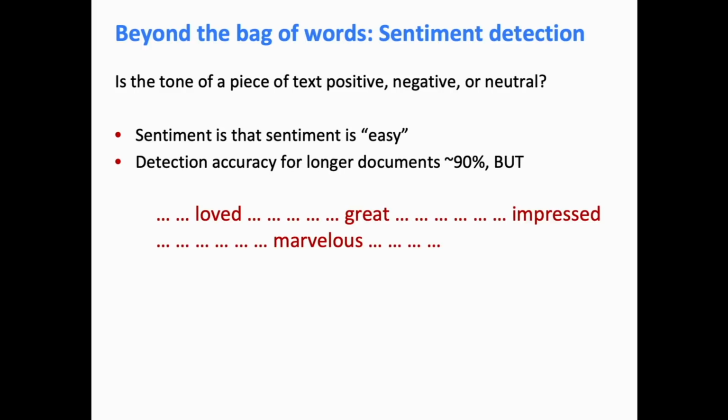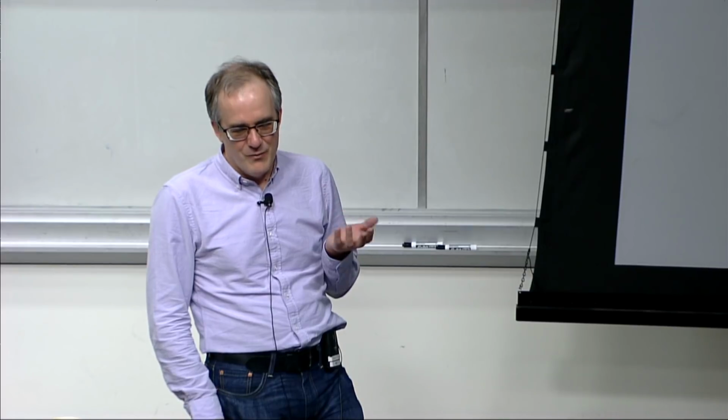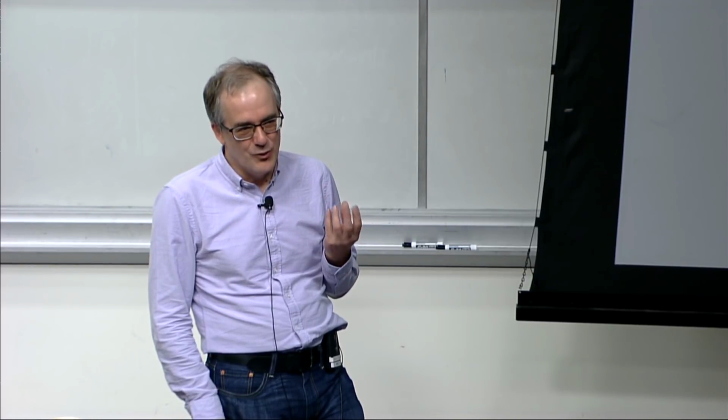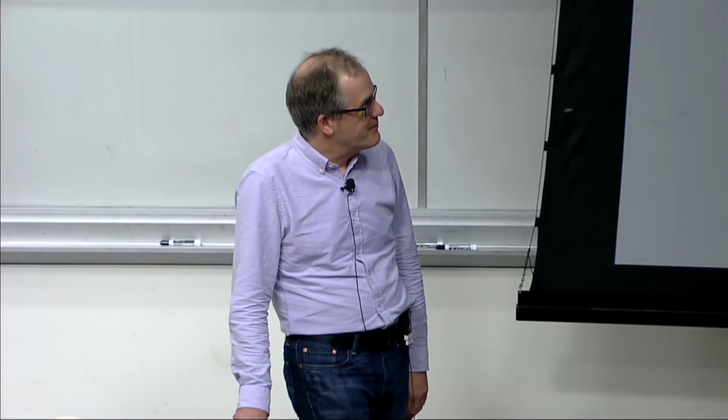And to some extent, doing sentiment analysis is easy, right? You can say, well, look at a piece of text. If you see words like loved, great, impressed, marvelous, then it's positive. It's a positive review. And if it's saying bad and awful, then it's a negative review. And to some extent, that's the baseline of sentiment analysis, that you can use just either selected word features or all words in a bag of words. And if you do that, you don't actually do that badly in sentiment analysis. If you have longer documents, just looking at bags of words can give you 90% in sentiment analysis.